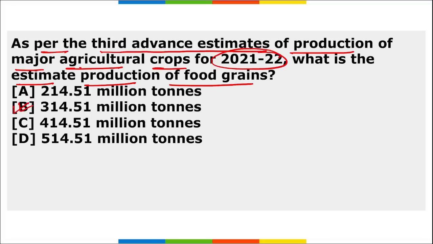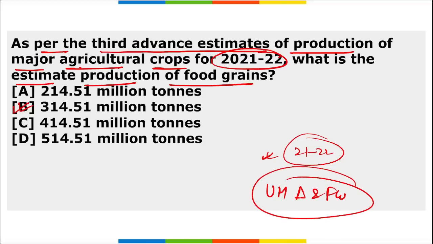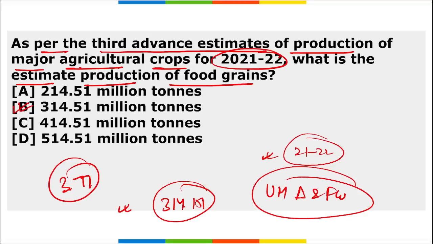It is 314.51 million tons. The third advance estimate of production of major agriculture crops for 21-22 has been released by the Union Ministry of Agriculture and Farmers Welfare. As per the estimate, the production of food grains in the country is estimated to be around 314.5 million tons, which is higher by 3.77 million tons than the production of food grains during 20-21. So that means we have increased the food grain production this year in 21-22 by 3.77 million tons of food grain. All right.